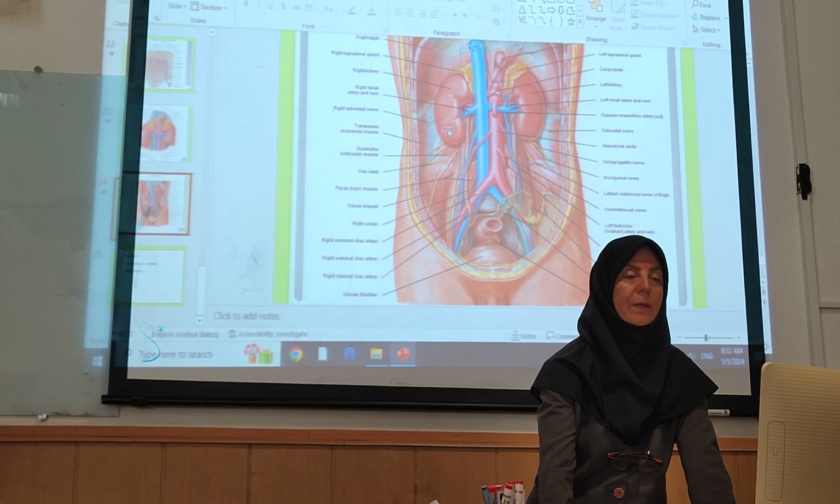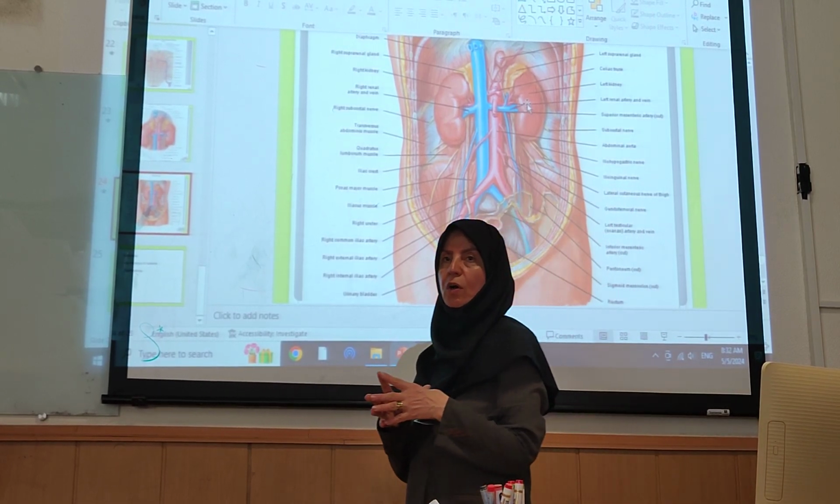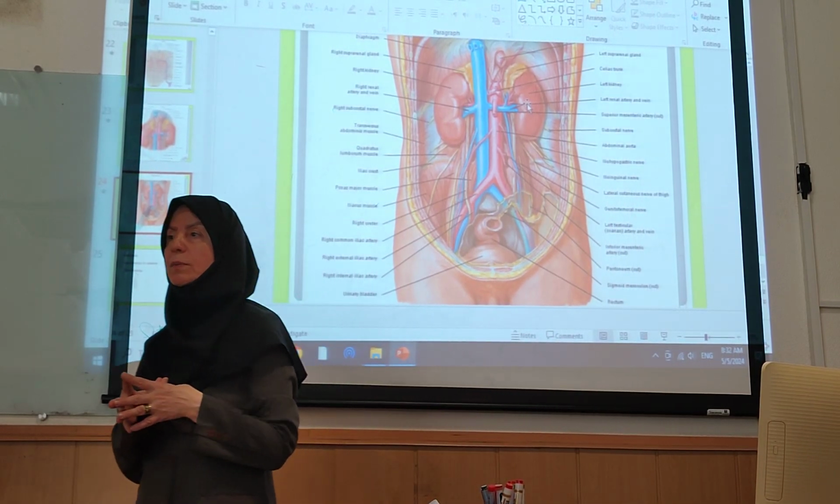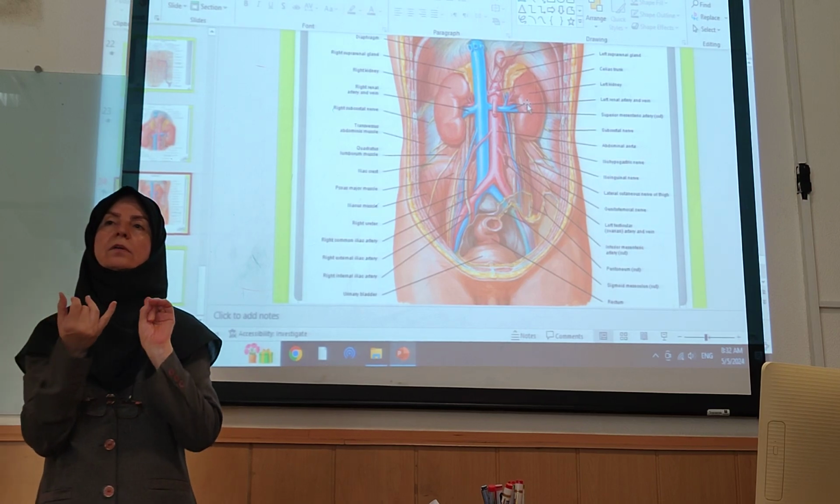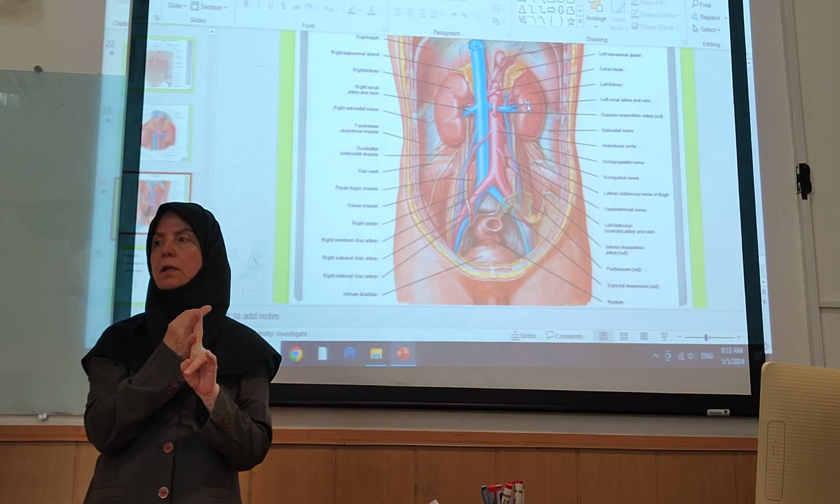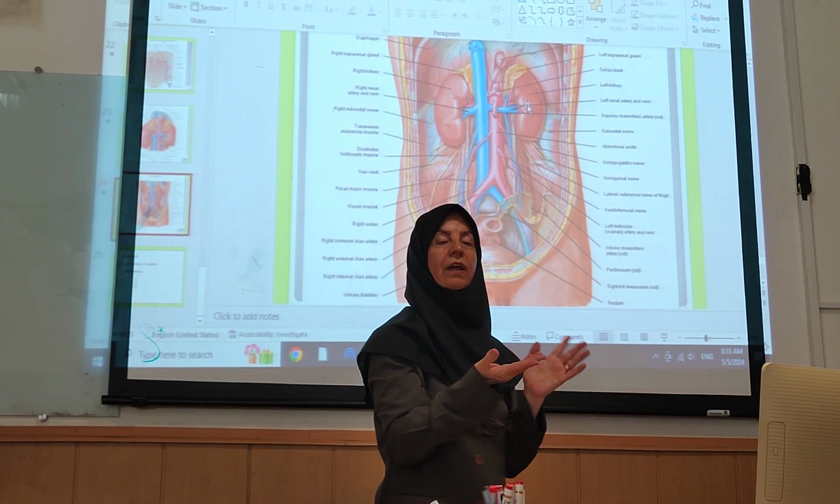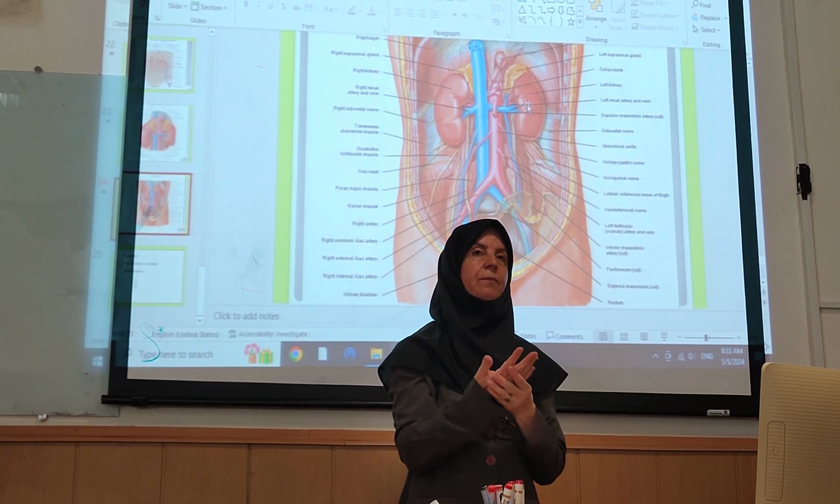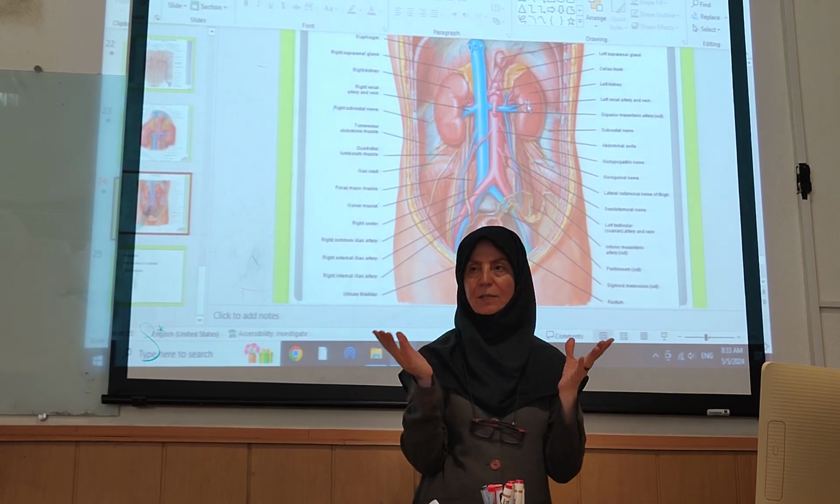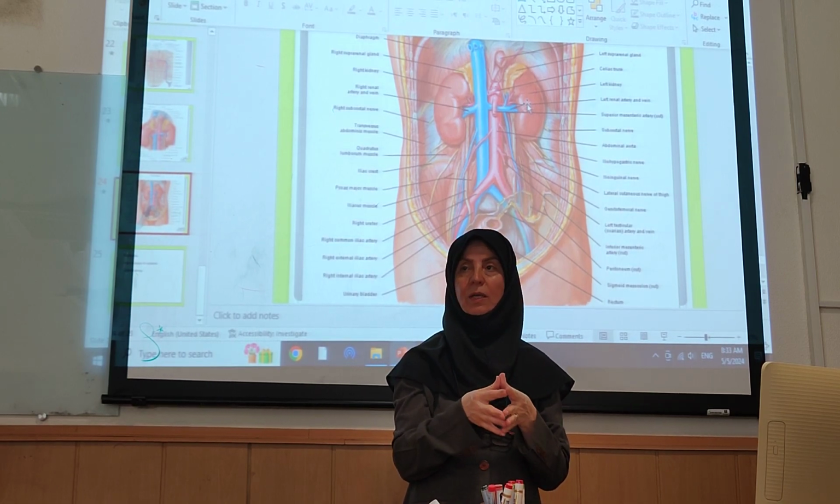So in your exam, it is possible I ask you: all of the following structures, the position is retroperitoneal except... Right kidney, yes. Left kidney, yes. Both right and left ureter, yes. Vena cava inferior, yes. The abdominal aorta, yes, retroperitoneal. The gonadal vessel, yes. Okay.